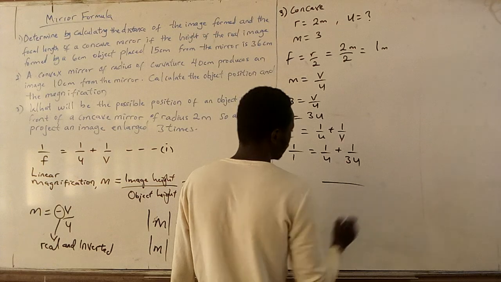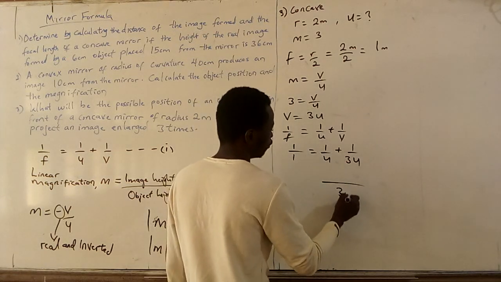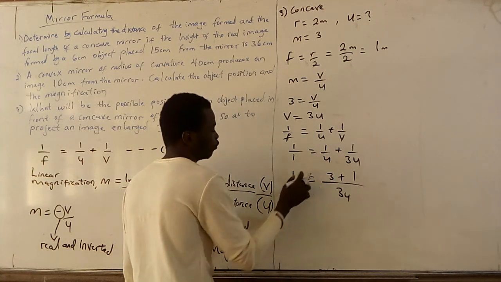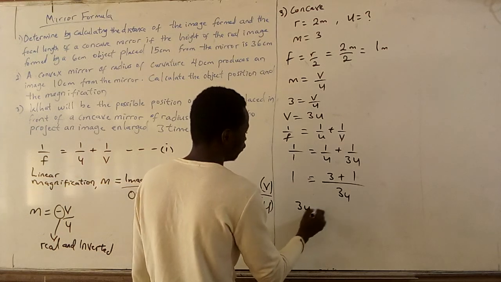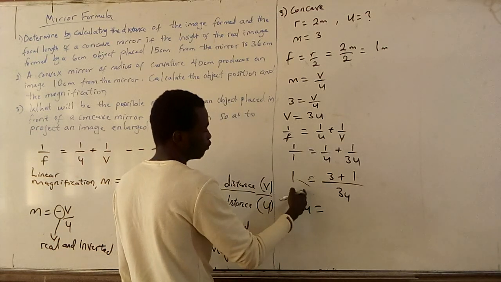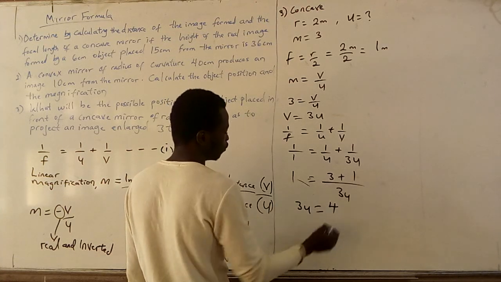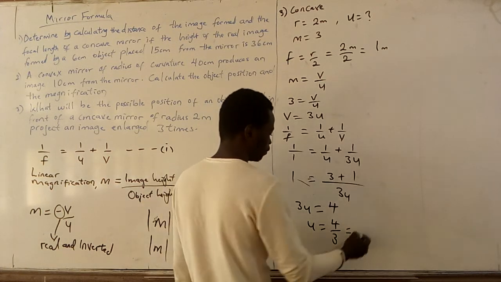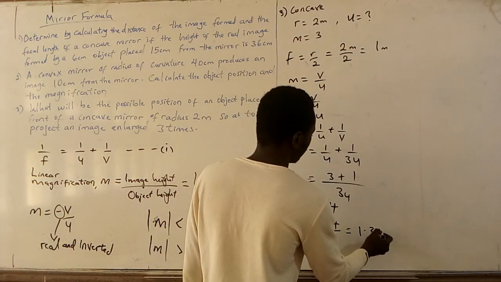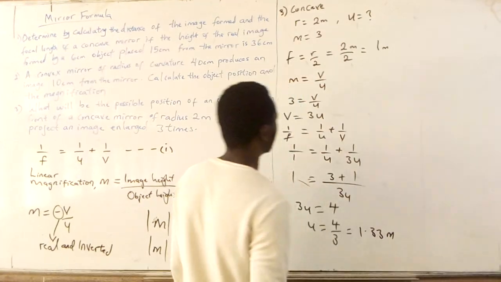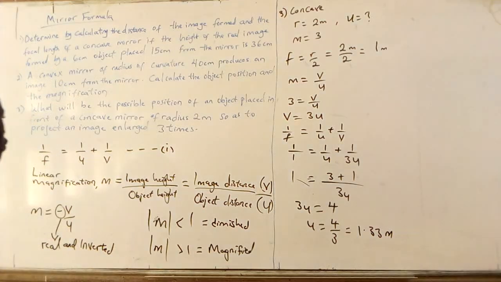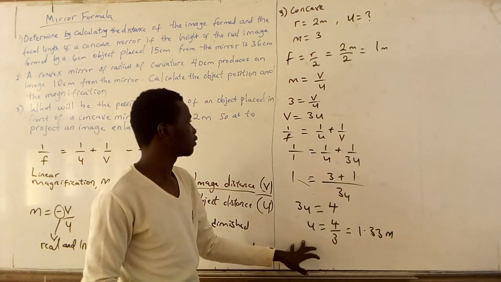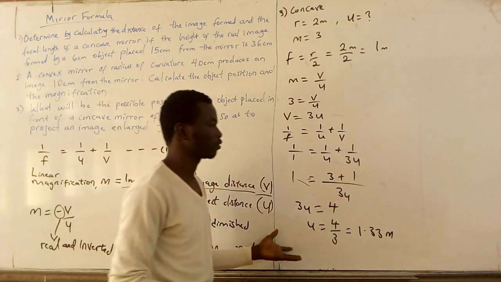Taking the LCM here, you have 3U. Then this will be 3 plus 1 is equal to 1. If you cross multiply this, 3U is equal to 3 plus 1, which is 4. Therefore U is equal to 4 all over 3, which is 1.33 meters. That's what the question asked for: what would be the possible position of the object placed in front of the mirror? So that's the distance here.